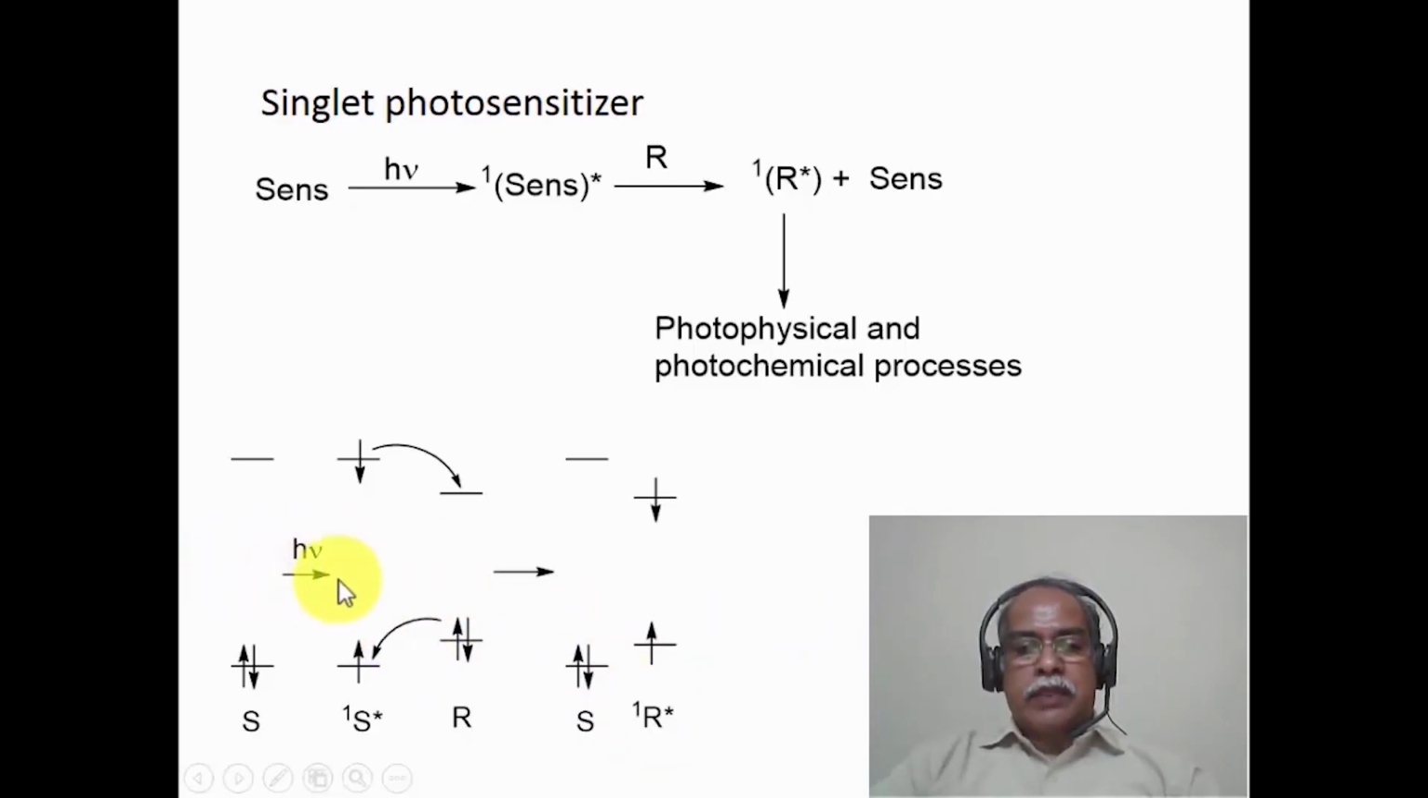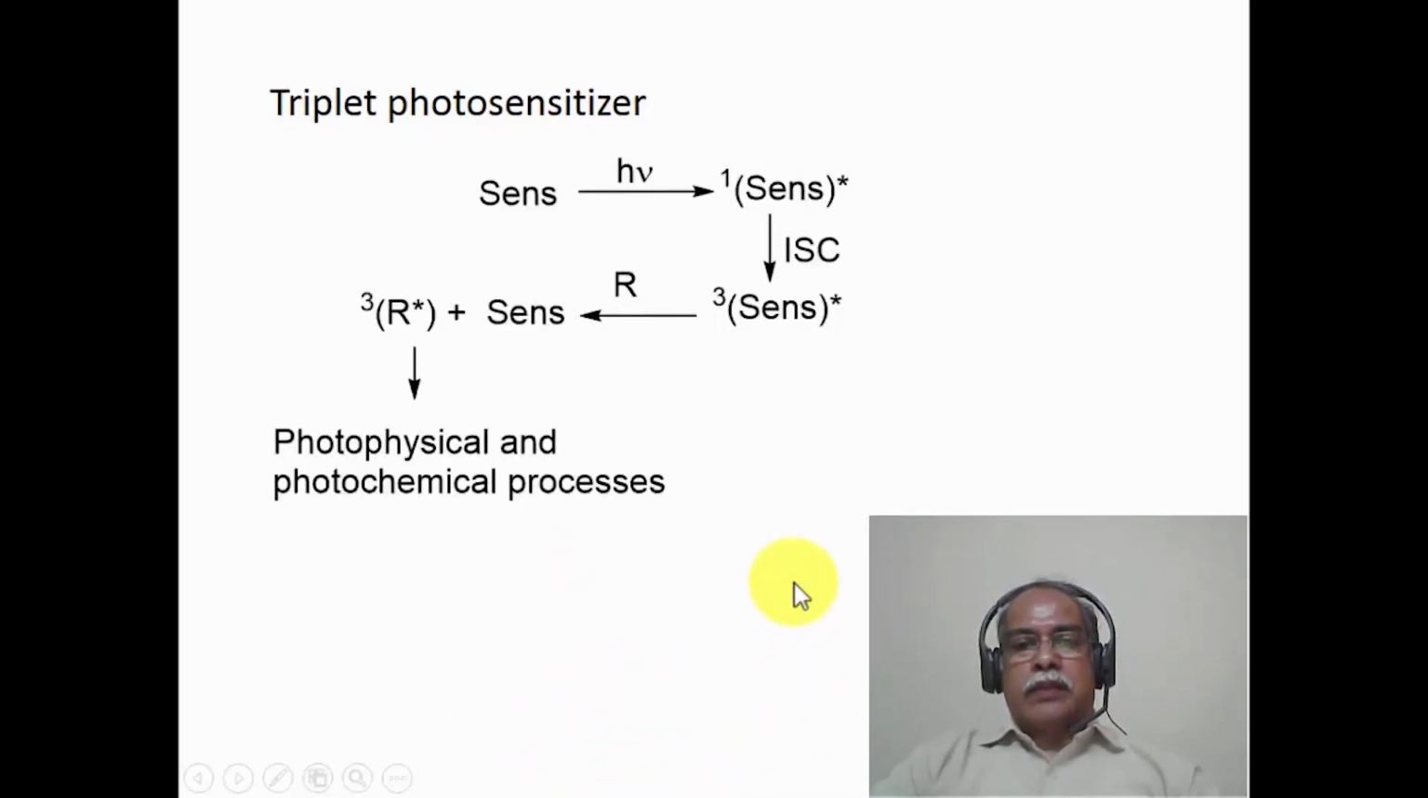So this is a photoexcitation process. This corresponds to the energy transfer process, regenerating the sensitizer molecule and producing the electronically excited reactant molecule in this particular case. The same kind of mechanism can be applied for triplet sensitizers also.